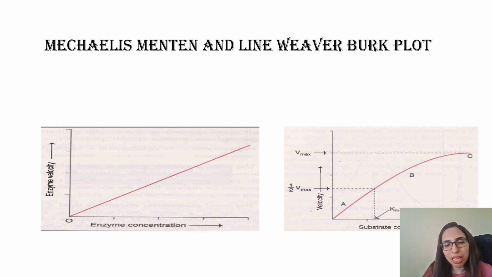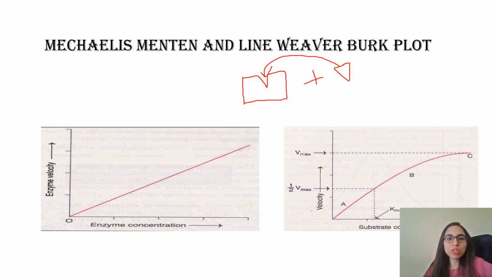For example, if this is an enzyme, and this is a substrate, when the substrate binds to the enzyme, they make an enzyme-substrate complex. This enzyme-substrate complex leads to the production of velocity, and the expression is E joined with S produces the enzyme-substrate complex. This is an irreversible reaction.